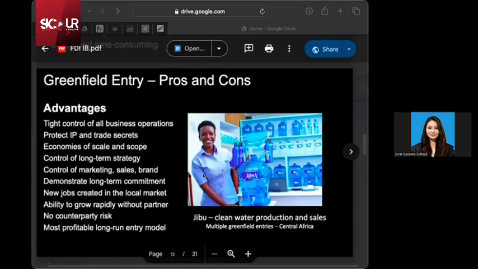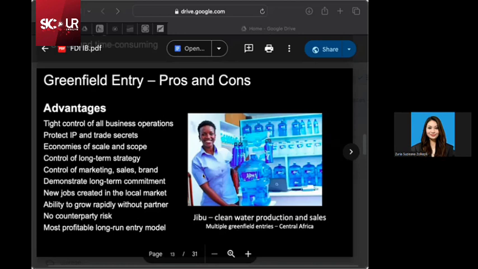So the pros and cons. The advantages of greenfield expansion include tight control of all business operations. This is your business, so you have full control over it: your administration, your decision making, your managerial team, everything, and then protecting IP and trade secrets, the economies of scale and scope, control of long-term strategy. You have full control of marketing, sales, and brand. How would you like people to know your brand? Your marketing strategy, you fully have control.